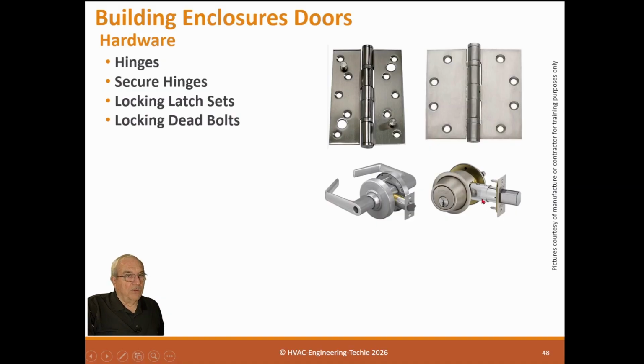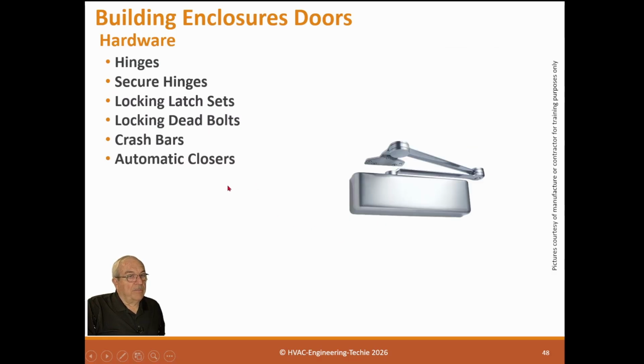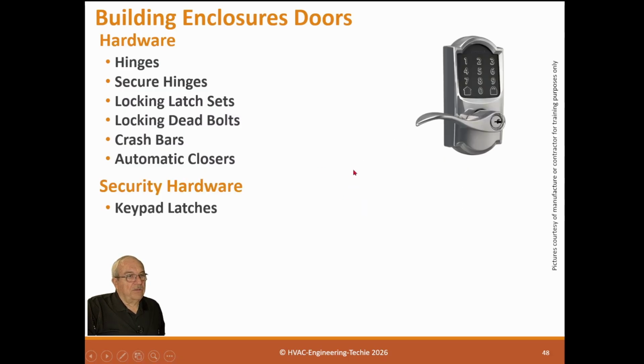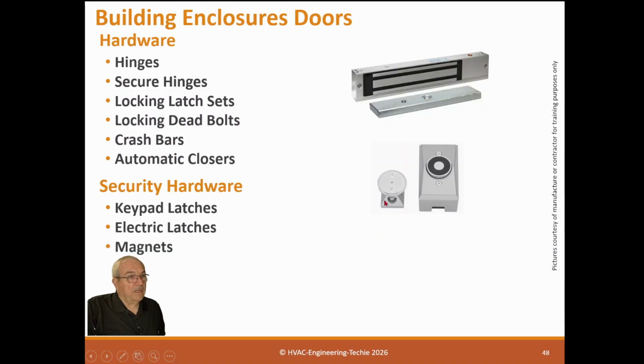We have locking deadbolts that improve that with adding a better bolt. We have crash bars that are a way to facilitate an exit. We have automatic closers, which close the door when it needs to be, and these need to be adjusted for correct tension. Security hardware is the keypad latches or keypad electric latches. We have electric door handles like this, or we have electric latches on this side of the door. And this is all done because security wants to latch the door. We have magnets that are done by security to latch the door.